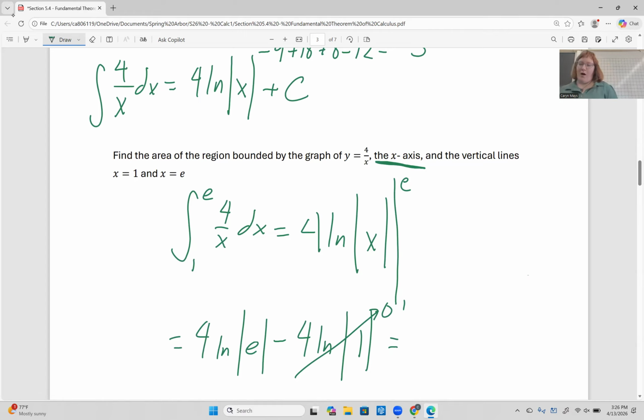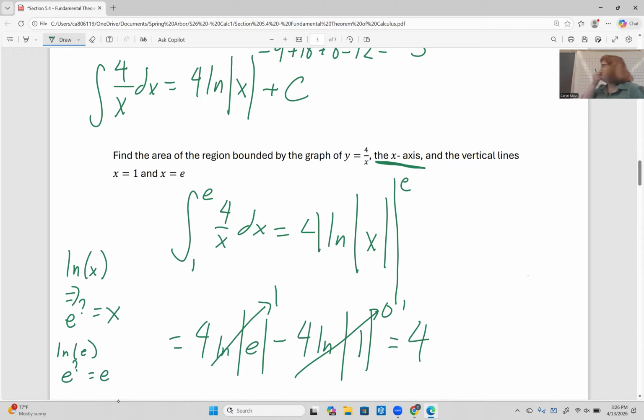Because again, ln x is asking the question, e to what power gives me x? So ln of e means e to what power is e? What power would have to return the same thing? That's 1. So ln of e is 1. 4 times 1 minus 0. 4.